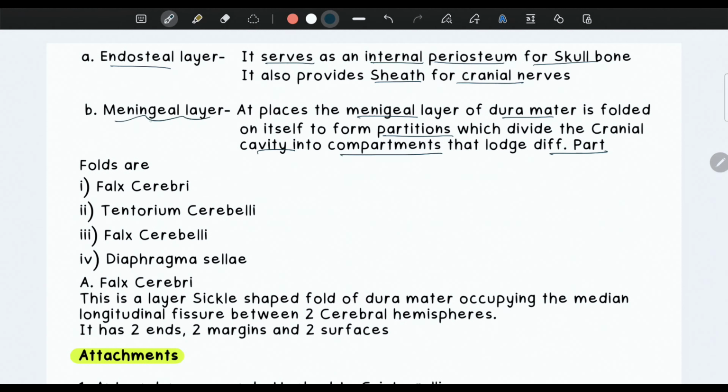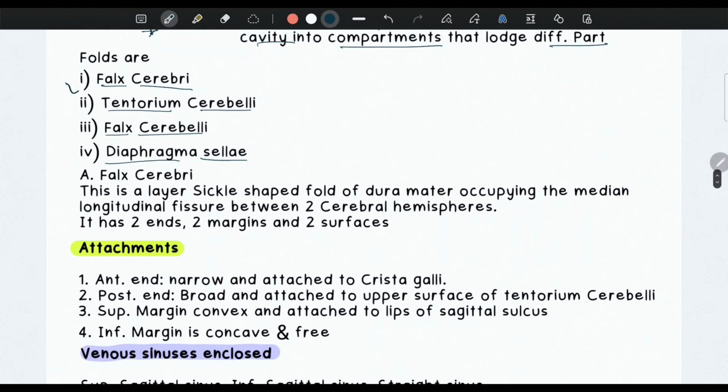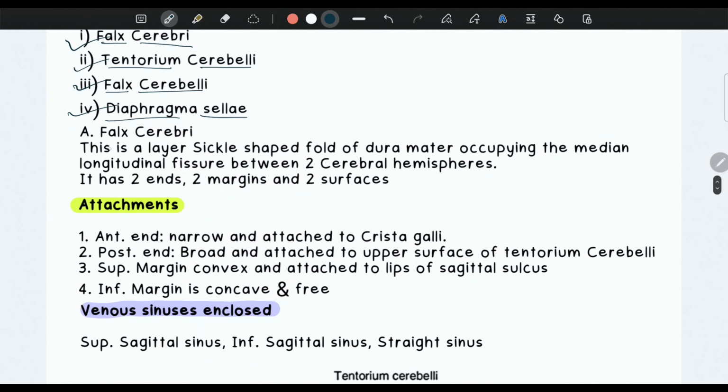So the meningeal layer of dura mater forms the folds of dura mater, which are a very important topic from your exam point of view. The first fold is the falx cerebri, the second one is tentorium cerebelli, the third one is falx cerebelli, and the fourth one is diaphragma sellae. These are the four important folds of dura mater. Let us see the first, falx cerebri.